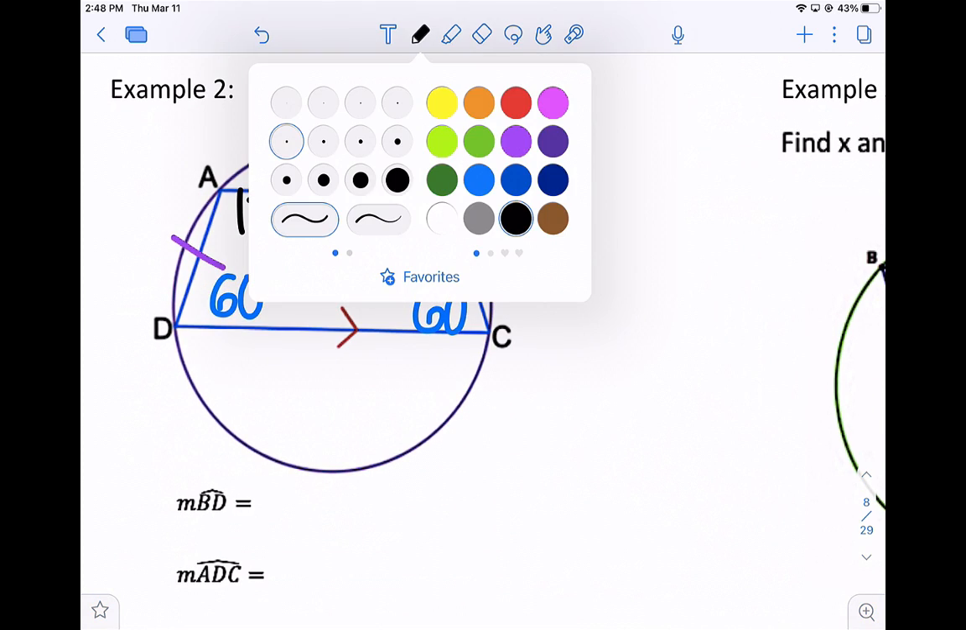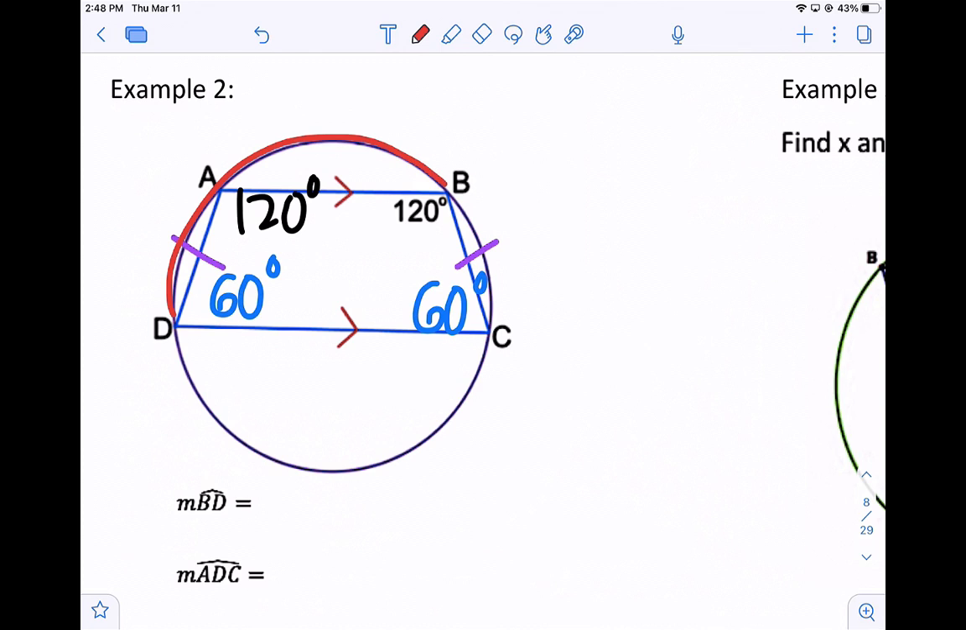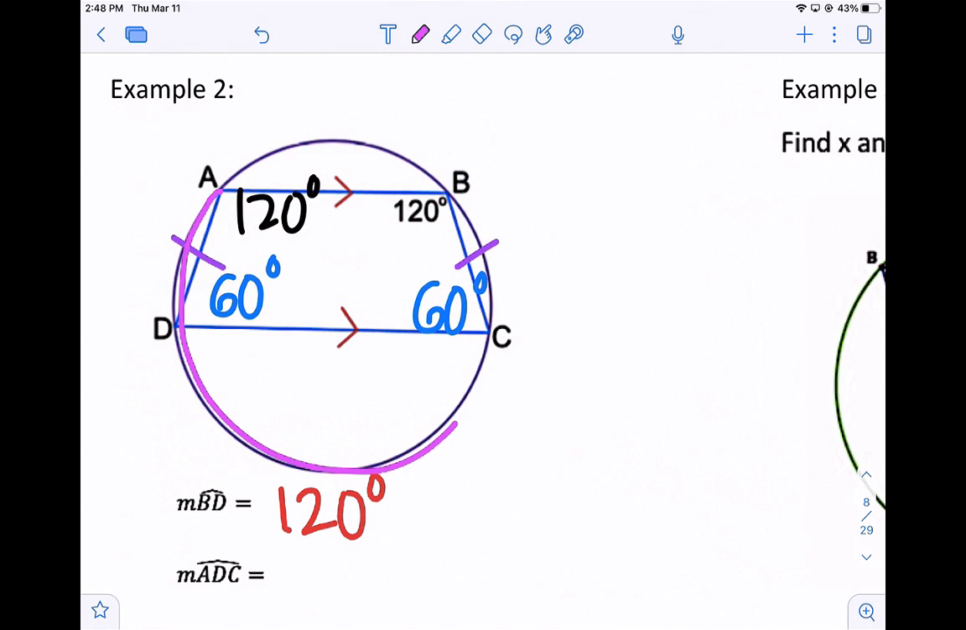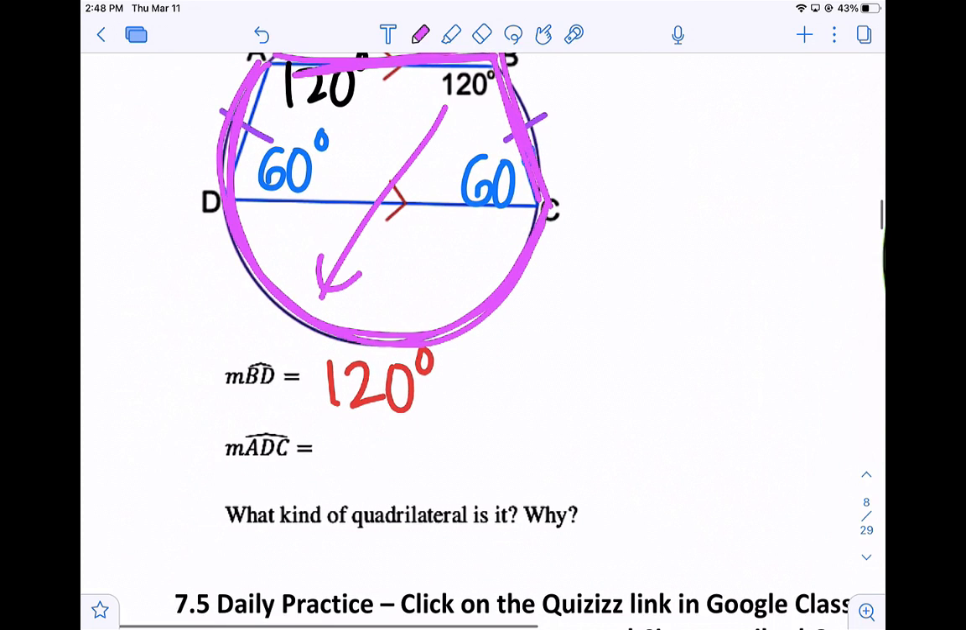Okay, so let's find arc BD. It's the minor arc, because it's two letters. It's an inscribed angle, and we have the 60 degrees as the inscribed angle, so the arc is 120. Let's find the measure of the major arc ADC. A to D to C, so that's over here. Again, it's inscribed to the 120, so if we double that and get the arc, we get 240.